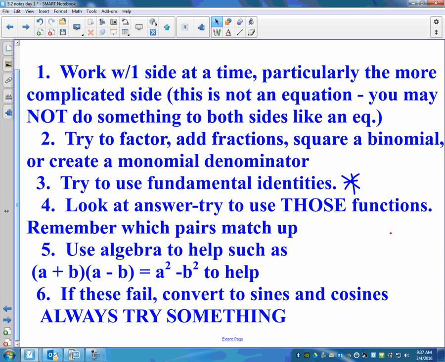And something that can always be tried, sometimes it makes a mess, but you can always change everything in terms of sine and cosine and attempt something there. Always try something. Like I said, if you just come in with a blank sheet of paper and say, I didn't know how to do any of my homework, you're never going to get better at it if you're not trying them.